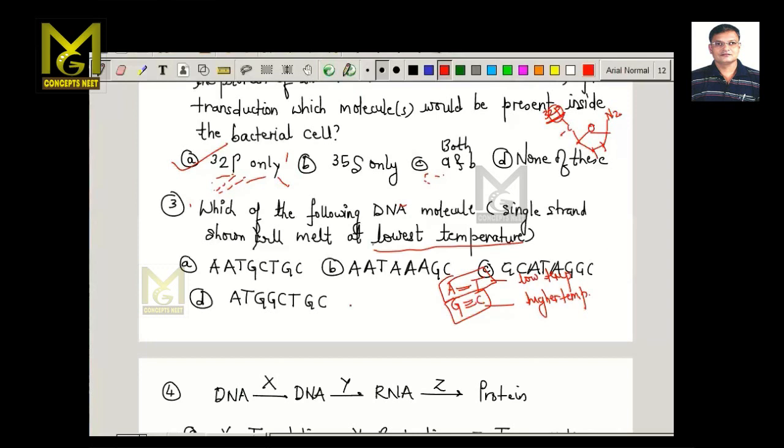So in this case, if you look at this, the number of G and C is 1. In this case, G and C is more than 2. In this case also, it is more than 2. So the correct answer in this case has to be B.